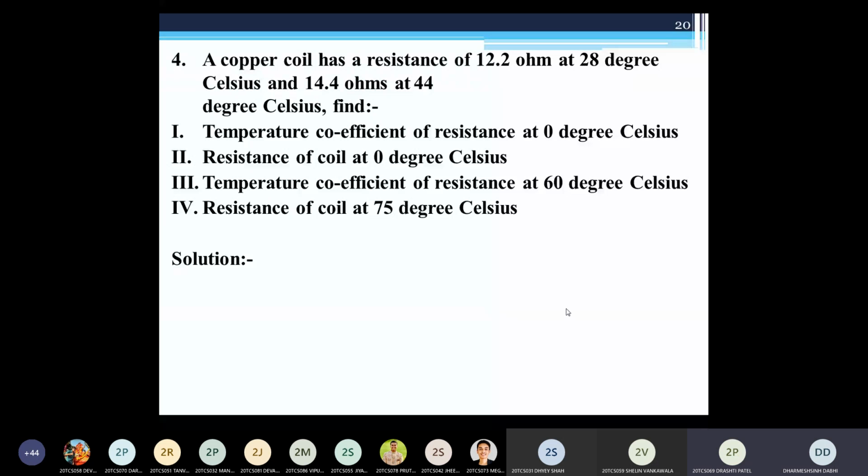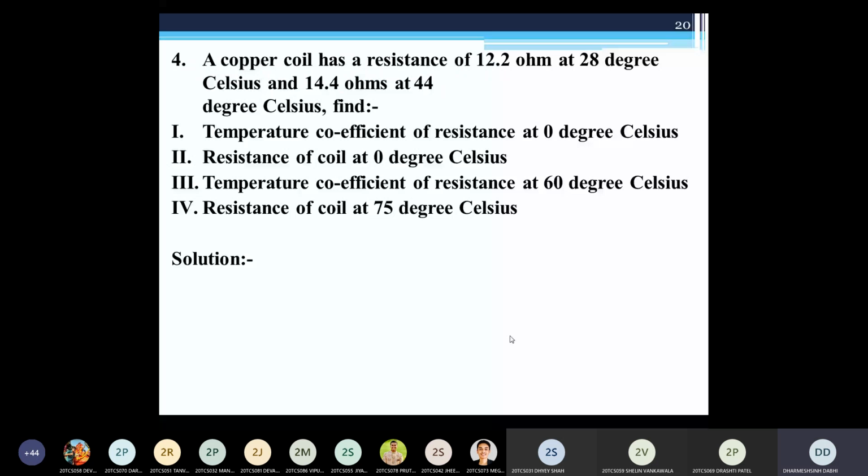Sir, 0.448. What is the value of the second answer, the resistance of the coil at 0 degrees Celsius? Sir, 8.43. Yes, 8.425 ohm. The second answer is 8.425 ohm. So I will explain the first two questions, how to get these answers.